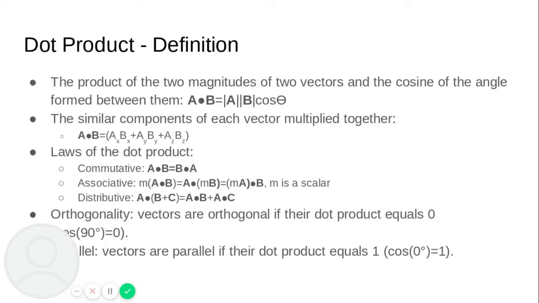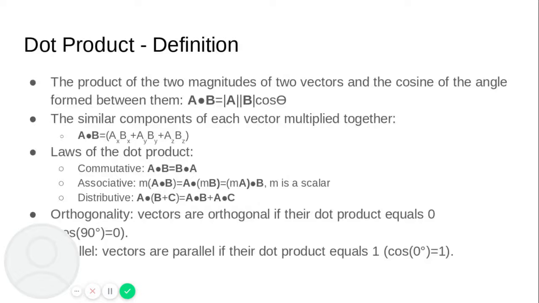So a quick definition, the dot product is the product of the two magnitudes of two vectors and the cosine of the angle formed between them. So that means that a dot b is equal to the magnitude of a multiplied by the magnitude of b times the cosine of the angle between them. Simply put, this is just the similar components of each vector multiplied together, then added.